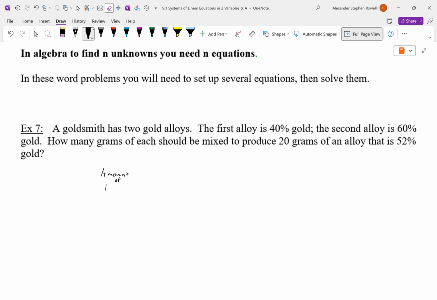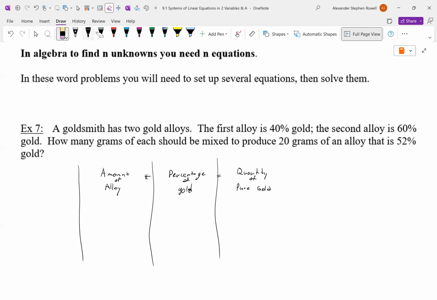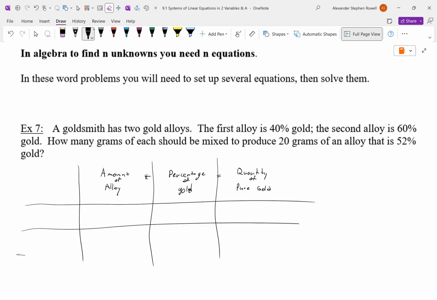What's the equation here for a mixture problem? Amount, in this case, we're talking about of an alloy, times the percentage of gold is equal to the quantity of pure gold. So I'll set up a chart. You certainly don't have to. And we'll talk about the 2 things that we're mixing together. We have a 40% gold alloy. And we have a 60% gold alloy. And we're going to mix them together to make some mixture.